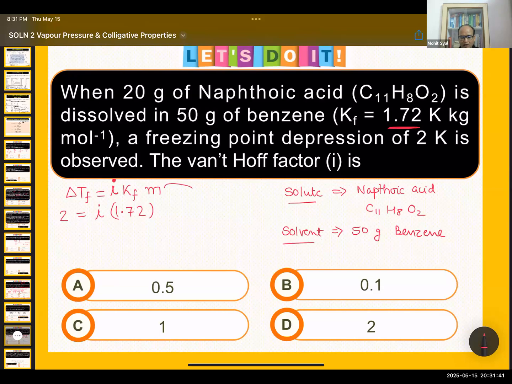Molality, how have you calculated it, Ibrahim, tell me. Molality, small m, that will be delta TF divided by i KF. No, what is the formula here? We are not going to do that. Oh, okay. Moles of solute in 1 kilogram of solvent.